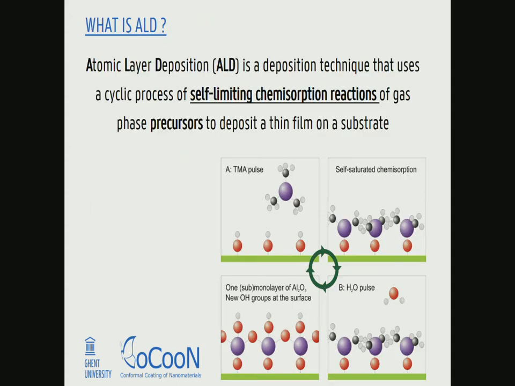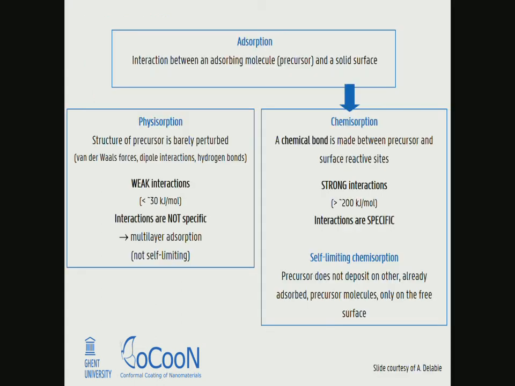As the last part of this section, we have seen that we need cyclical exposure of a substrate, so we need a reactor with valves and heating. We need dedicated precursors, which you will learn a lot more about this afternoon. But we also need these self-limiting chemisorption reactions. Very quickly, what are they?